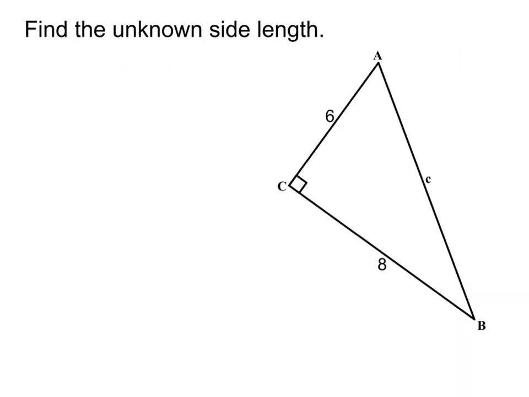And here is our next right triangle practice problem. In this case, we are being asked to find the unknown side length. So we're looking to figure out what side C is. And in this case, what we know is those two sides are 6 and 8. And we also do know that it's a right triangle, which of course ends up often being necessary information here.